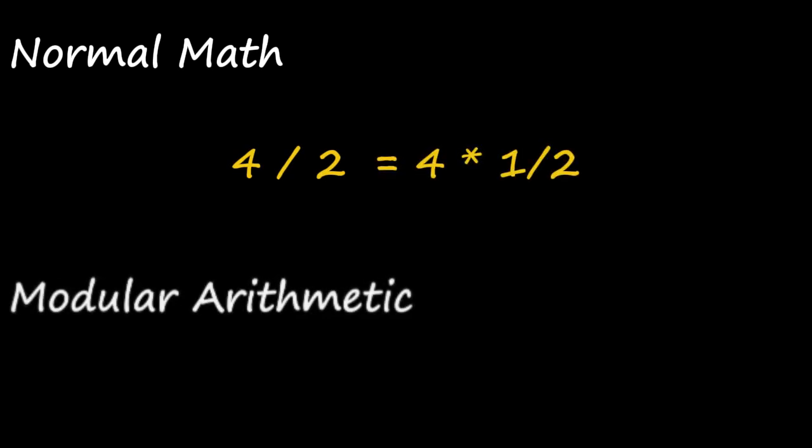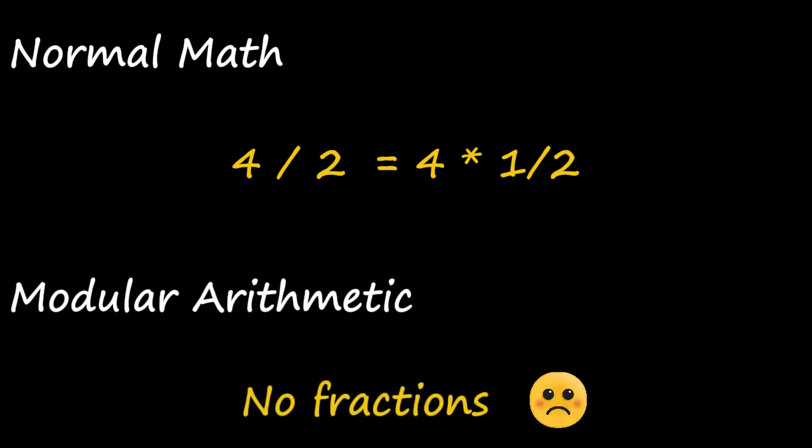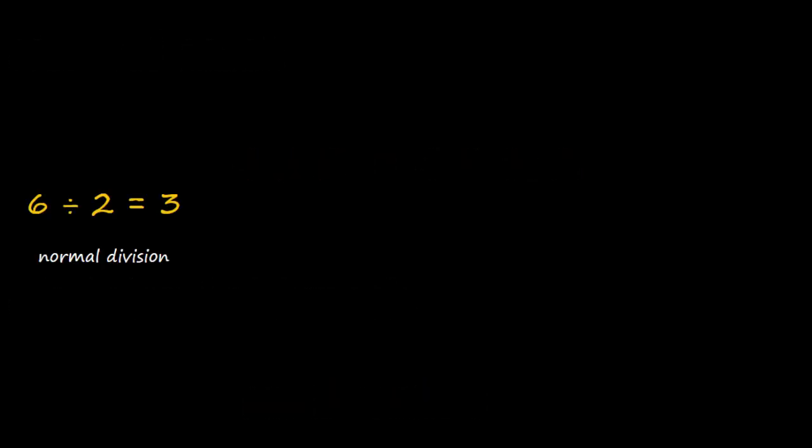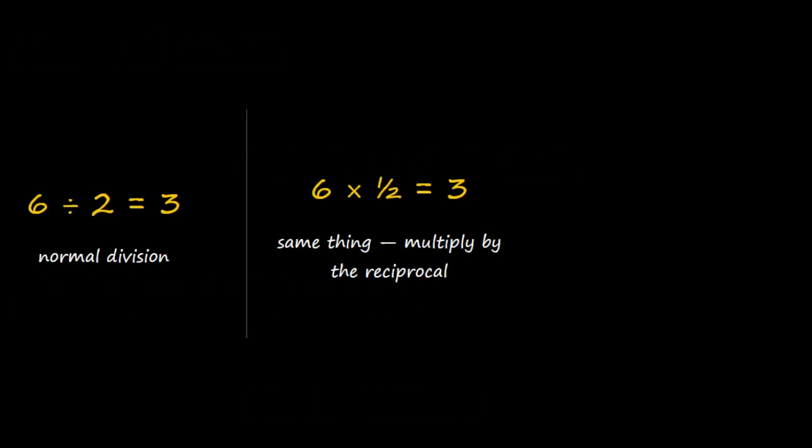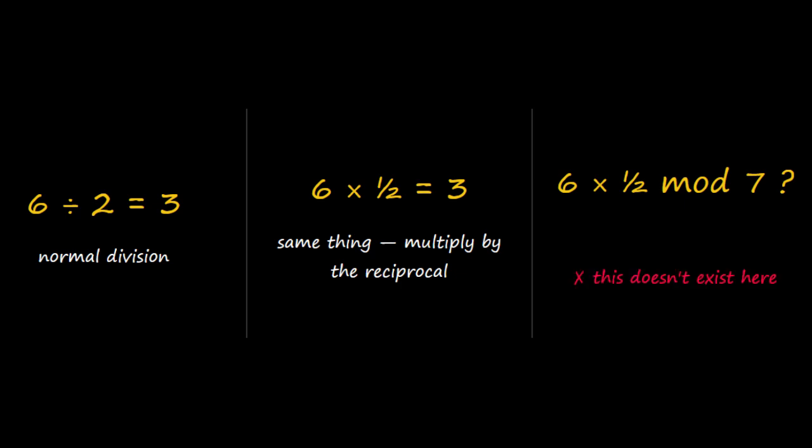In normal math, dividing by a number is the same as multiplying by its reciprocal. Modular arithmetic has no fractions, so we need a whole number that acts like 1/2. On the left, 6 divided by 2 equals 3. In the middle, that's the same as 6 times 1/2. On the right, 6 times 1/2 in mod 7 doesn't exist. 1/2 isn't a whole number.